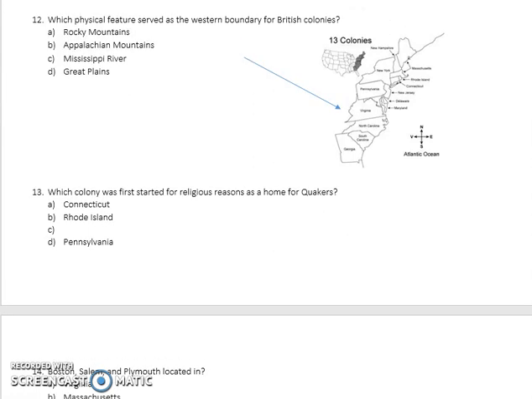Number 12. Which physical feature served as the western boundary for British colonies? Rocky Mountains, Appalachian Mountains, Mississippi River, Great Plains. Number 13. Which colony was first started for religious reasons as a home for the Quakers? A. Connecticut. B. Rhode Island. D. Pennsylvania.